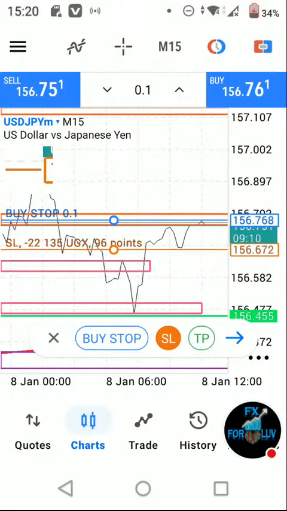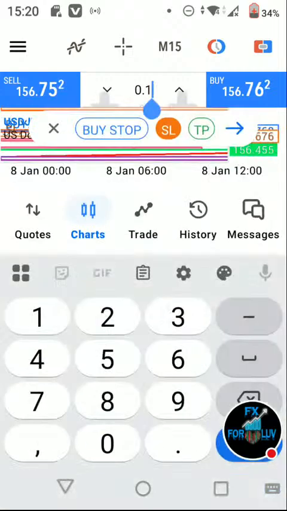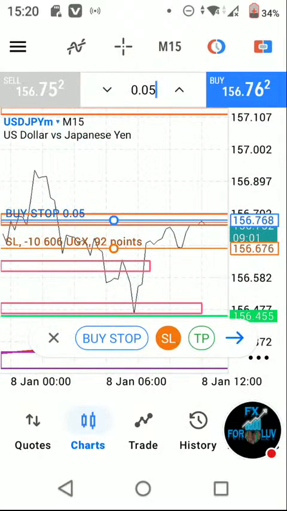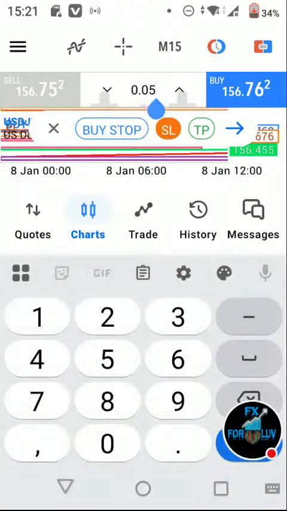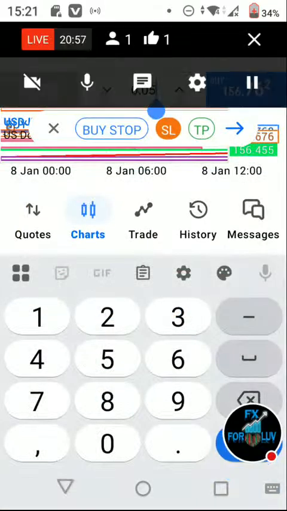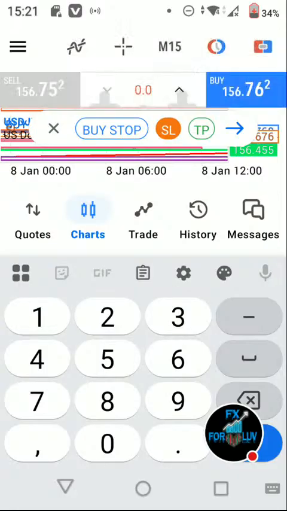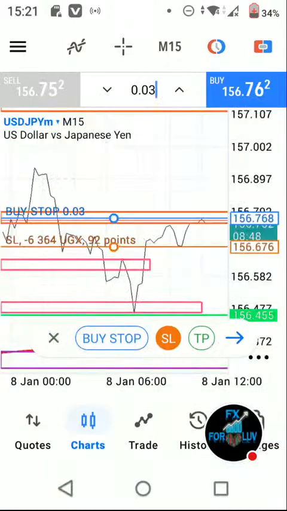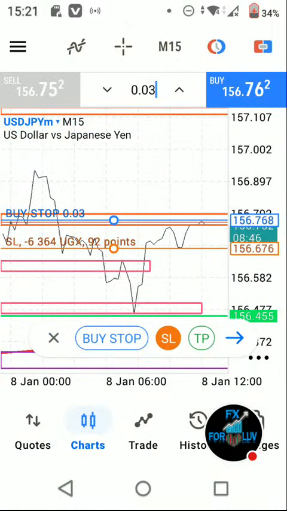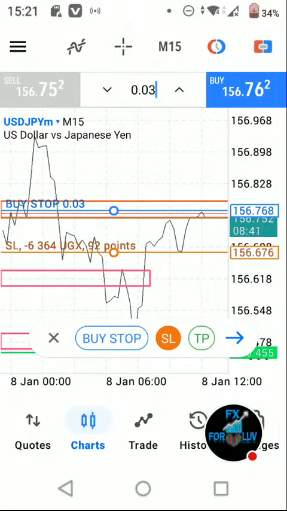I'm placing my SL somewhere there, and I want to risk like 5k. Let me reduce this to about 0.05, something like that. That's still big, because this is M15, remember. Let me try 0.03, yeah, something like that, 0.02 or 0.03. Yeah, 0.02 would be the ideal. You'll find that I'm able to step into such a trade.